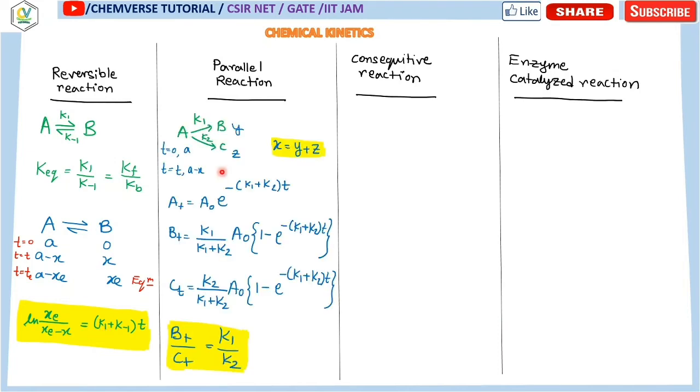Okay, so now for the parallel reaction, what you can see over here is that A forms B and C, and the rate constants are K1 and K2. So at time t equals to 0, the concentration of A is small a, and at time t it is a minus x, and y amount of B and z amount of C is formed. So x is equal to y plus z. Very important expression. From here you can determine the time t concentration of A, B and C.